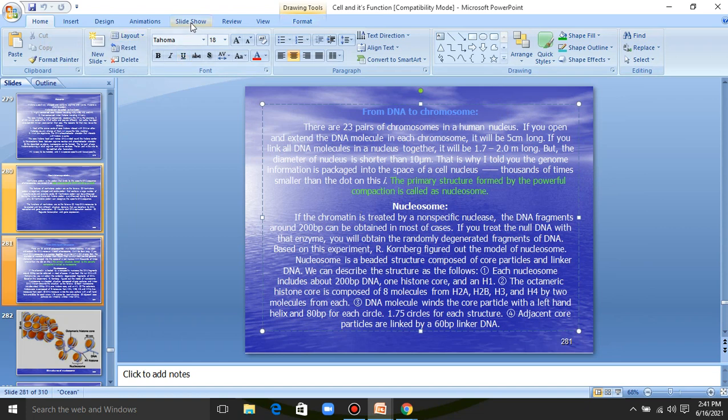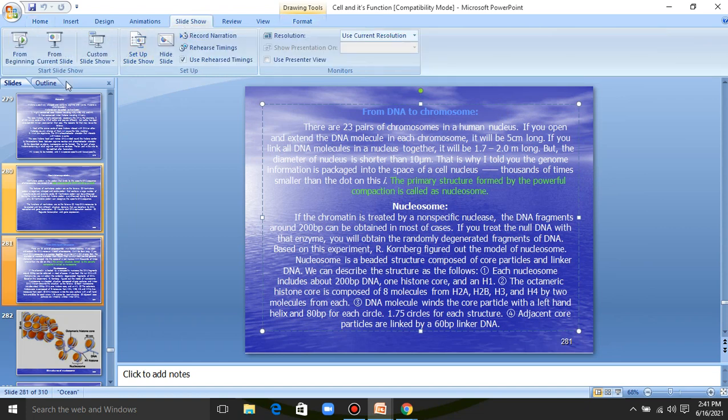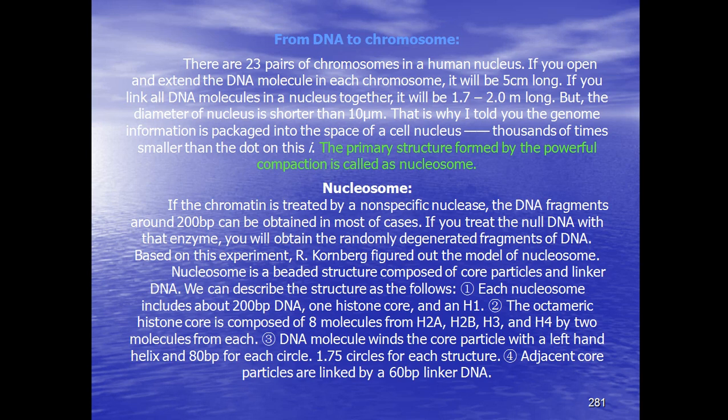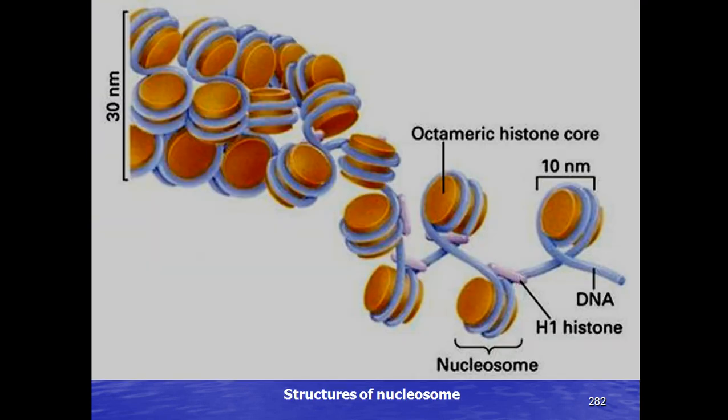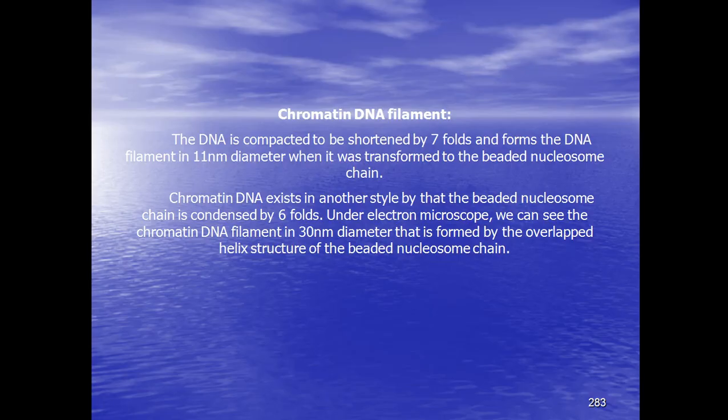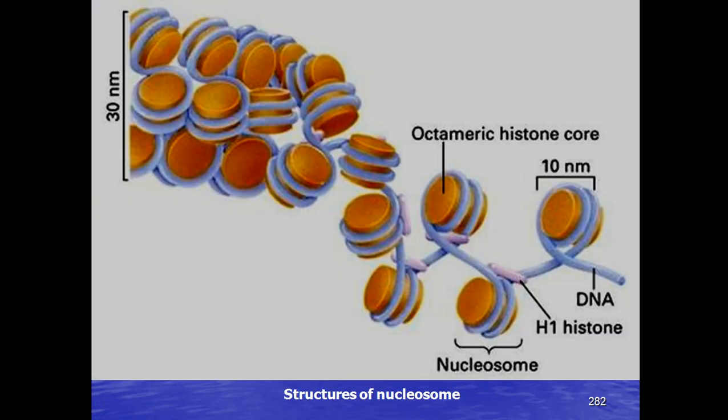One minute, I'll go to the slideshow. See here, have you noticed this? This is the octameric histone core. Each one where my cursor is moving is the histone core. It is made up of 8 molecules of H2A, H2B, H3 and H4 protein. This is the histone core.